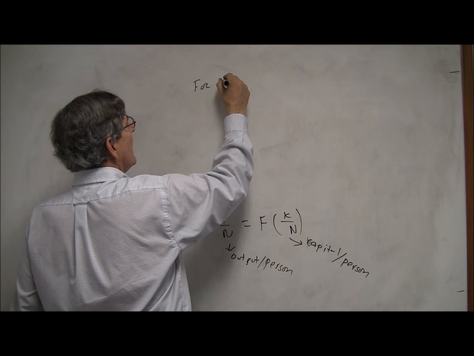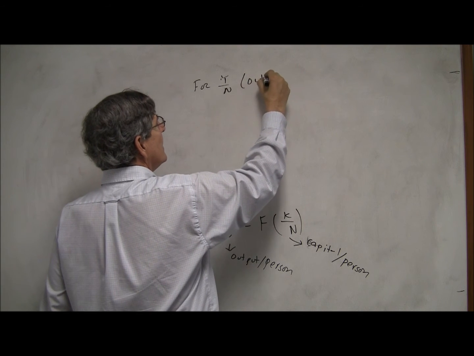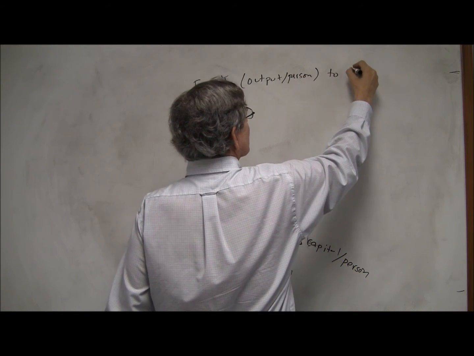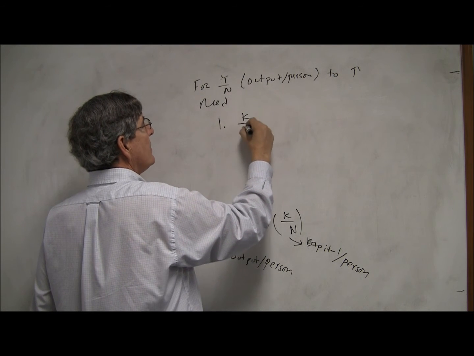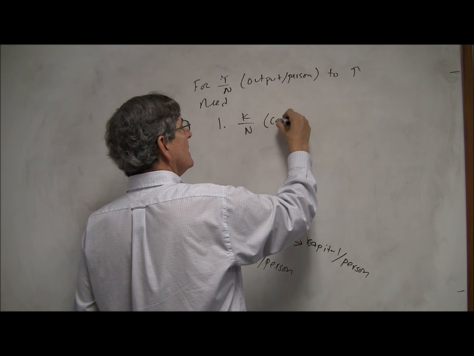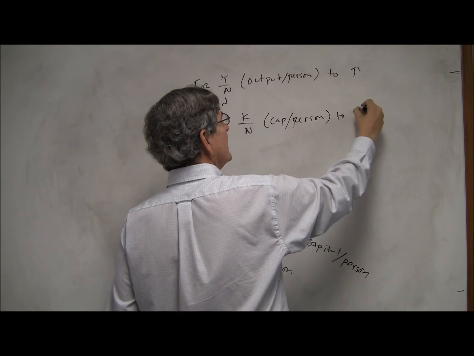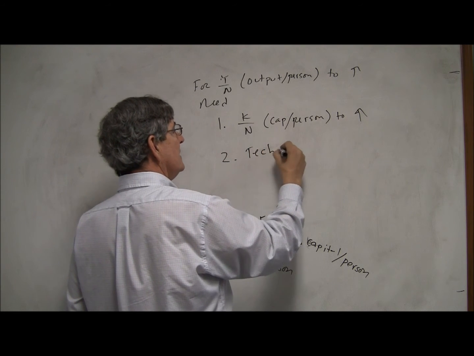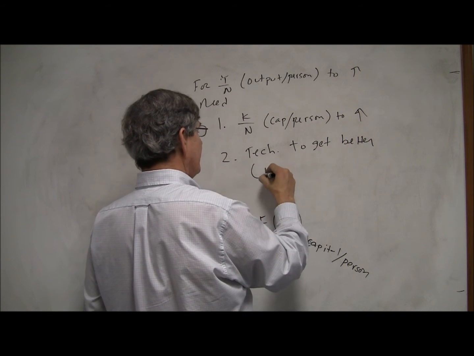For output per person to go up, y over n, that is output per person, to increase, we need one of 2 things. One, we need capital per person, capital per capita, to increase, or we need technology to get better. That's the F function.